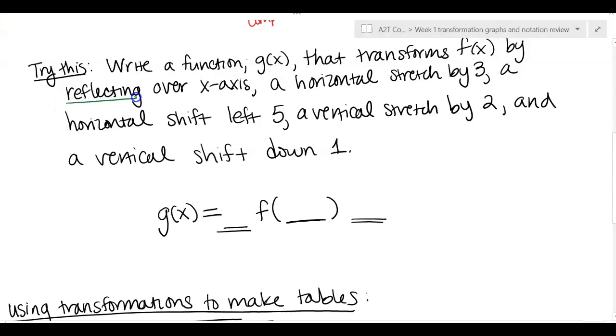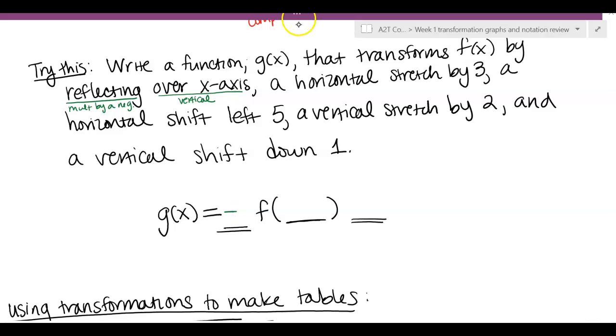So right here I have a reflection, which we said was multiplying by a negative, and it's over the x-axis. So it's actually a vertical change, which means it won't be happening to x necessarily, but more to y. So I would see that negative out here in the function.